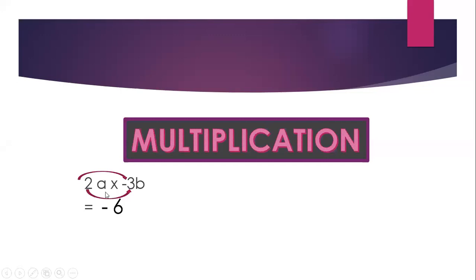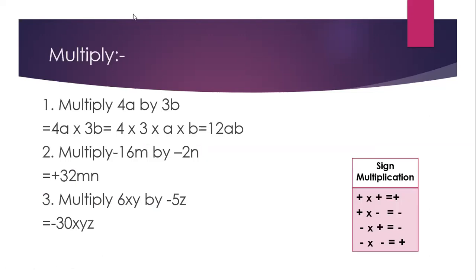And in the last, we have to multiply the variables. This a and b are the variables. So a multiplied with b gives you ab. Simple. Okay. In multiplication, what we have to do, bete? First, we have to multiply the signs. Okay, signs. Then coefficients and variables. Signs, coefficient, and the variables. Right? Now, let's discuss some questions.